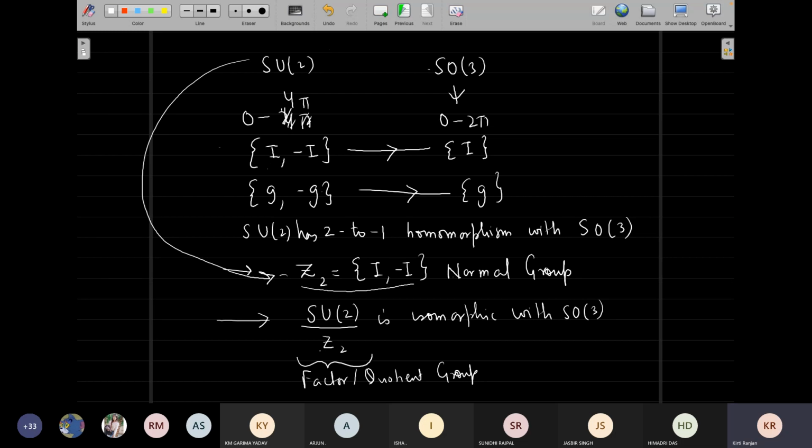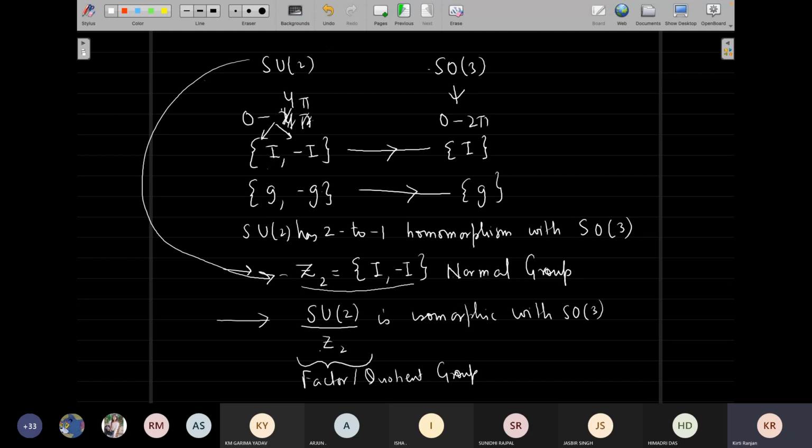Otherwise, it is a 2-to-1 homomorphism because of this angular range 0 to 4 pi, and the range divides into two parts. From 0 to 2 pi you get one element, and then there exists minus of that element between 2 pi to 4 pi. Questions on this aspect?